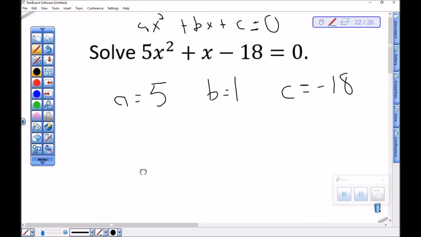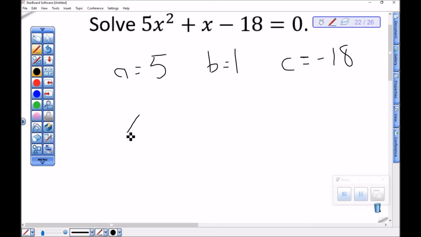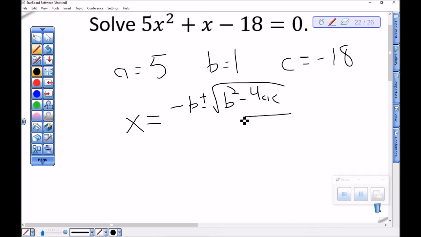Now, to figure out the values here, I'm going to substitute those into the quadratic formula, which is x equals negative b plus or minus the square root of b squared minus 4ac, all divided by 2a. If you really want to memorize the quadratic formula, there are songs and things of that nature, but I really suggest you write it down every time you're going to use it. Every time before you substitute your values, write it down. That's the easiest way to get it ingrained in your head.